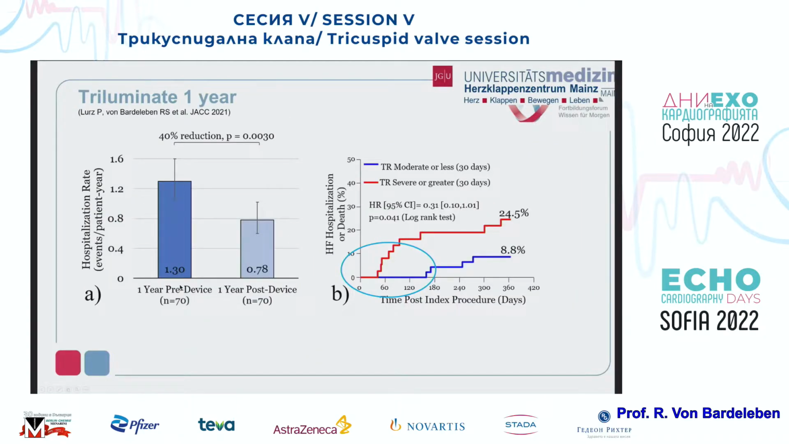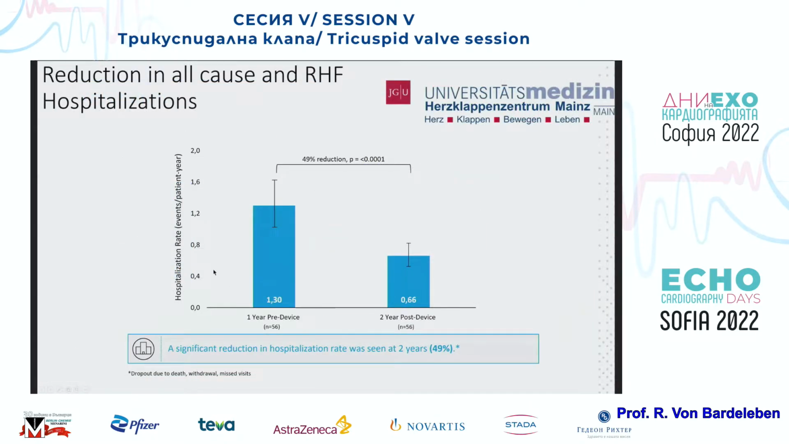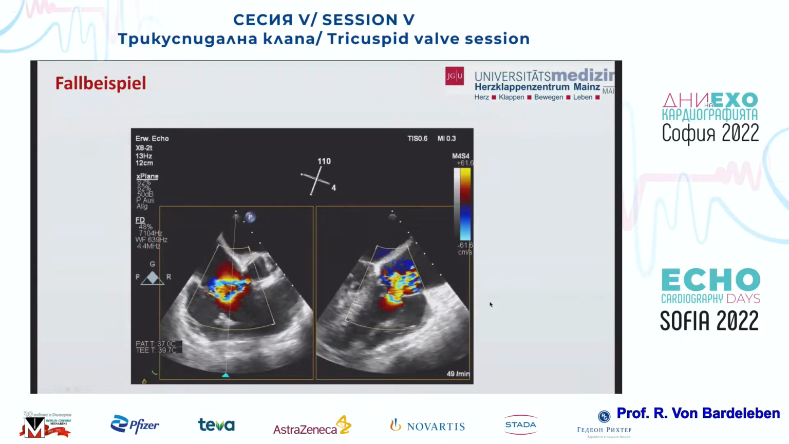A very simple situation. This is Triluminate 1-year data published last year in JACC, and we're publishing this year the 2-year data. And you see there is a 40% reduction in hospitalization rates. There is a very long no mortality scope, especially if you treat very well. And you see that these patients have 160 days after procedure without any mortality. And this is not shown by surgery. And if we go to 2 years post, we even have a reduction of 50% of hospitalizations. I will publish this later this year.